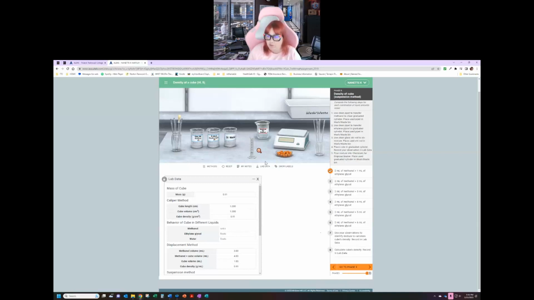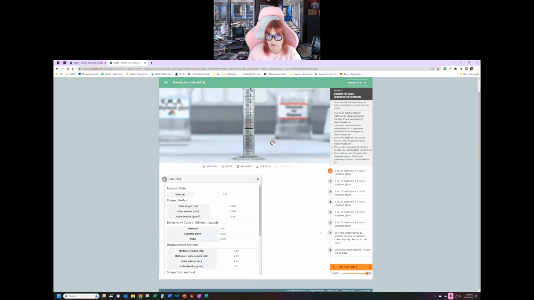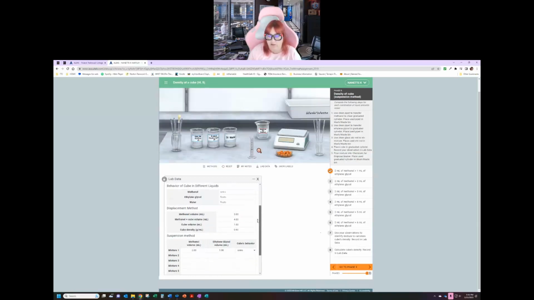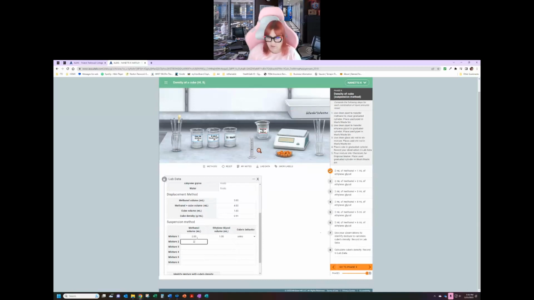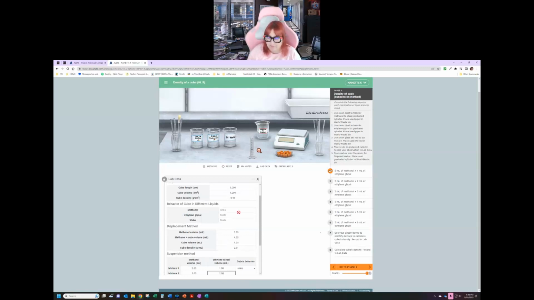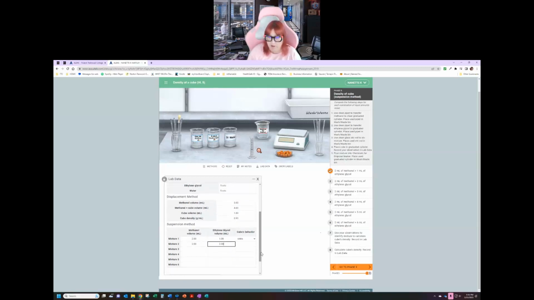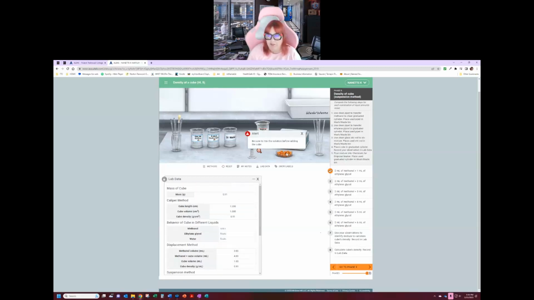And then 2 milliliters of ethylene glycol. So 1, 2, put that over there, check it again. And we're at 2 there as well. So I can come here and I could say 2.00 and 2.00. And the cube's behavior, well, I don't know. I haven't moved it yet.